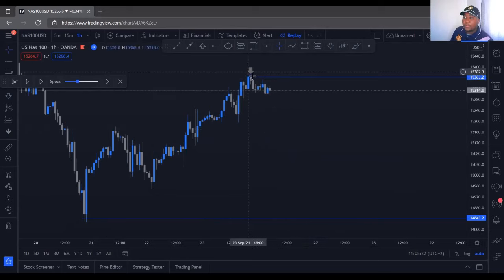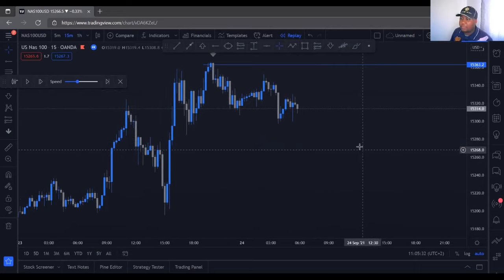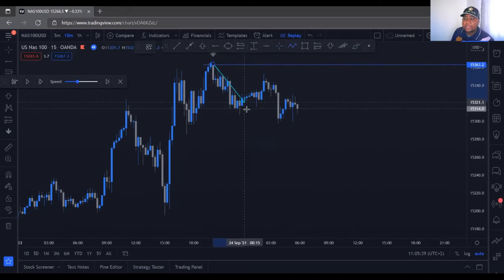Okay, so then we have that resistance. I can see the trend. We've started a bearish market. So now I want to go to the 15 minutes, and we can definitely see that overall structure. We can see higher highs, lower lows, lower highs, lower lows, lower highs.